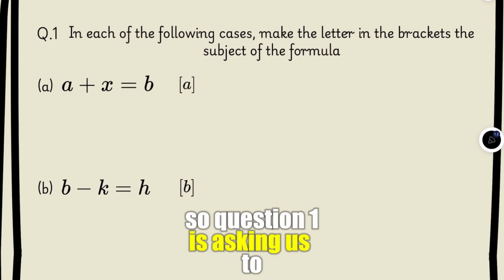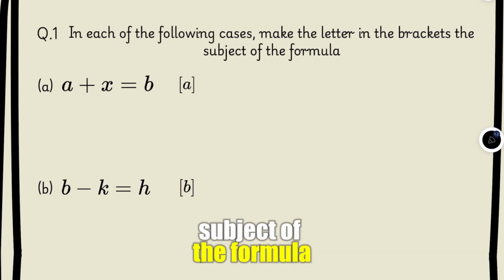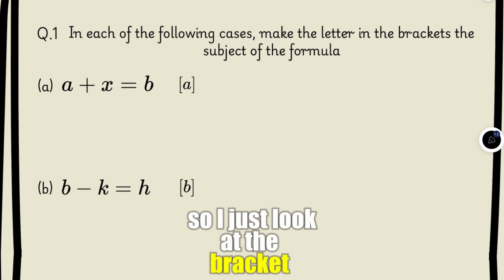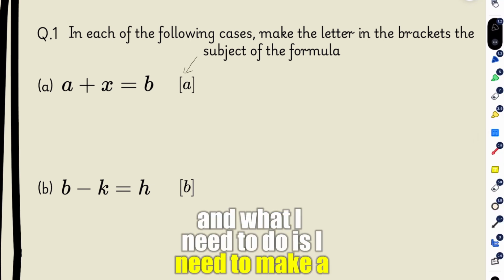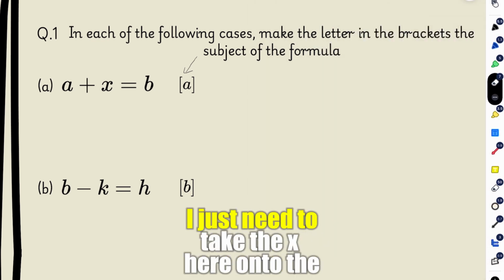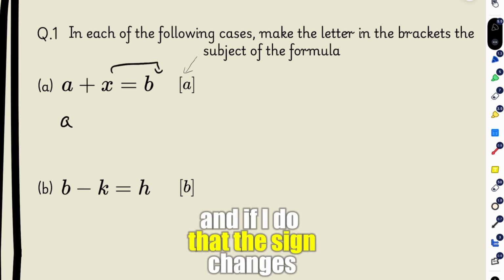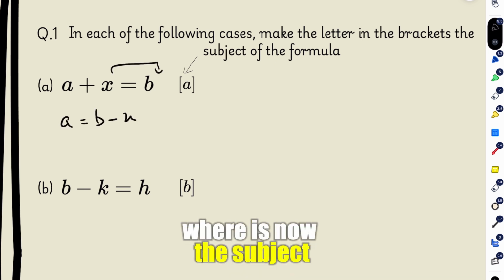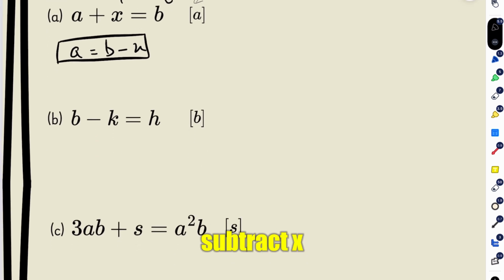So, question number one is asking us to, in each of the following cases, make the letter in the brackets the subject of the formula. So, I just look at the bracket, which is A here, and I need to make A the subject of the formula. What I need to do is take the X here onto the other side. And if I do that, the sign changes where A is now the subject, and I have my answer as A is equal to B subtract X.